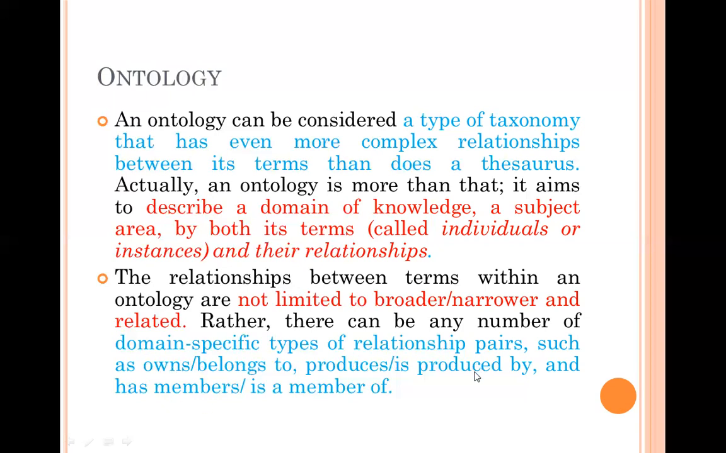Produces, is produced by. So for example, Sterlite company is producing oxygen. Oxygen is produced by Sterlite company. So this is a kind of relationship. Has members, is a member of. For example, Ramasamy is a member of American Library Association. American Library Association is having Ramasamy as a member. So you can have any kind of relationship based on that topic or subject or organization for which you are preparing the ontology.